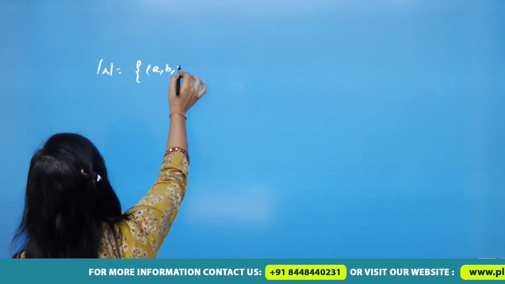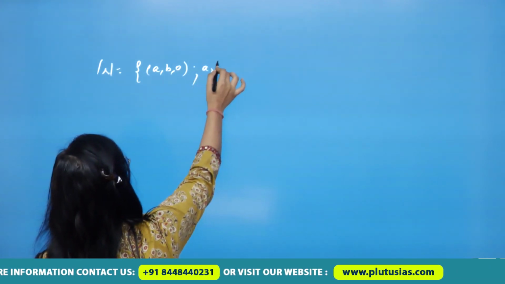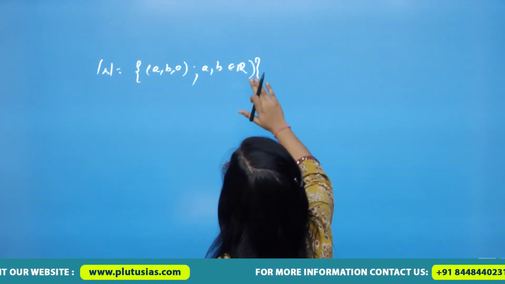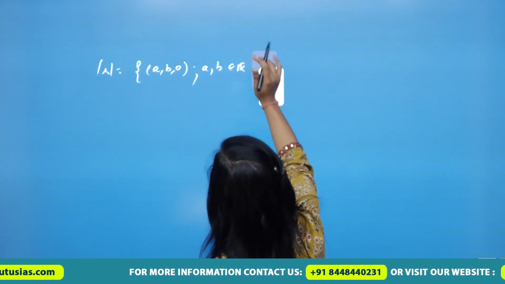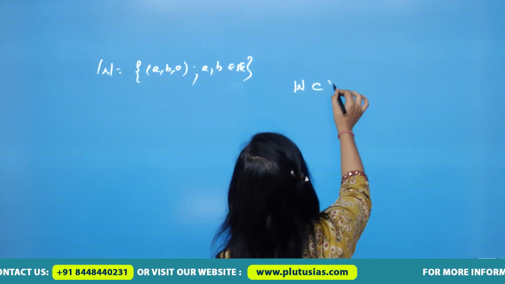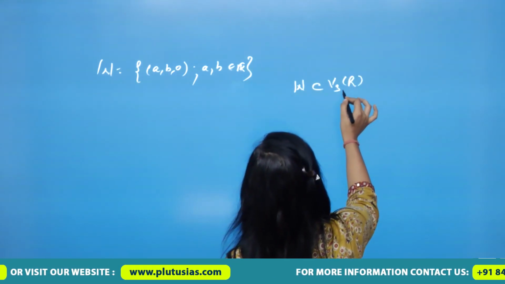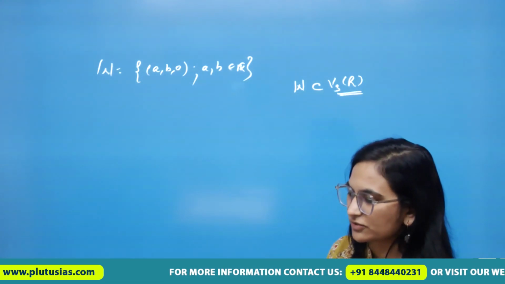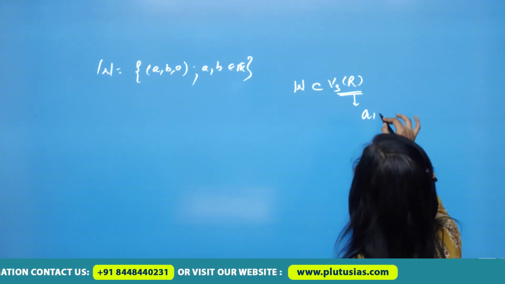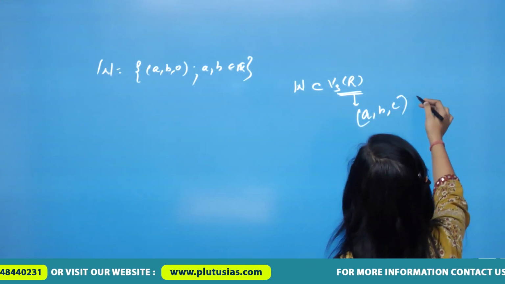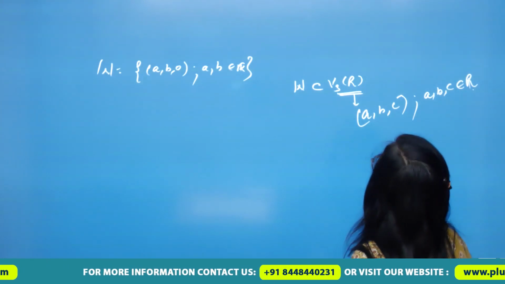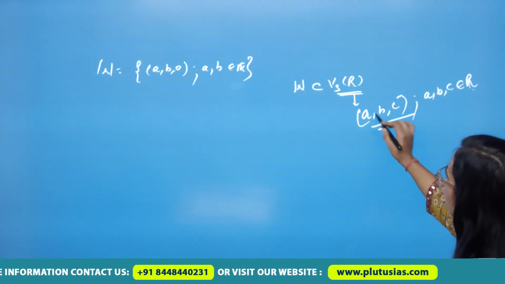W is {(a, b, 0) : a, b belong to R}. And we have to prove that W is a vector space of V3(R). What is V3(R)? This is the 3-tuple space of real numbers. Any element of the 3-tuple space of real looks like (a, b, c), where a, b, c belong to real. This is any arbitrary element of V3 or R3.